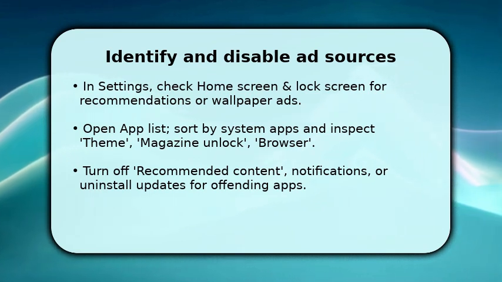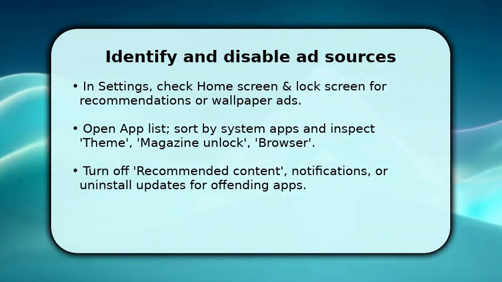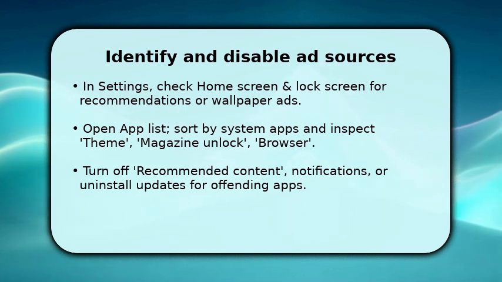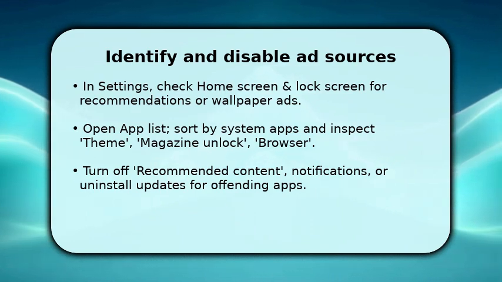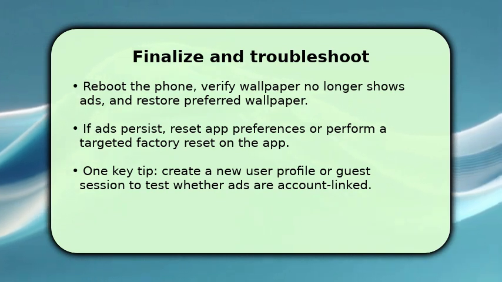If toggles don't remove ads, uninstall updates or clear app data to revert to a non-ad state. This removes ad modules without full resets. You finish by rebooting your Oppo and checking the lock screen and home wallpaper for ads. Make sure your chosen wallpaper remains.